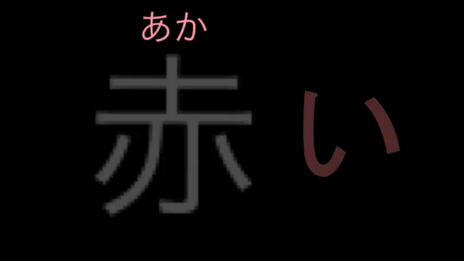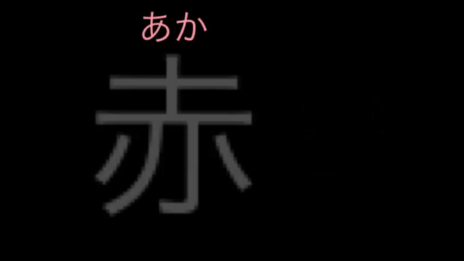But also if you add an I to this noun, it becomes akai, and that would be an adjective, a describing word. So if you wanted to say a red pen, you would need to use the adjectival form of red, and in Japanese that would need to have the I on the end, and that would be akai pen.